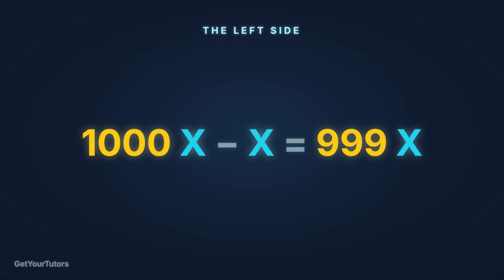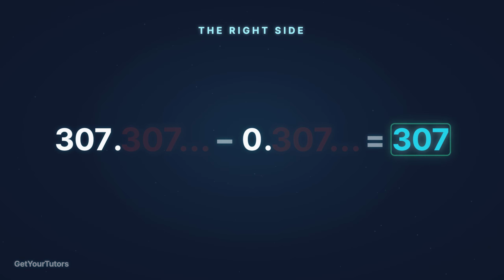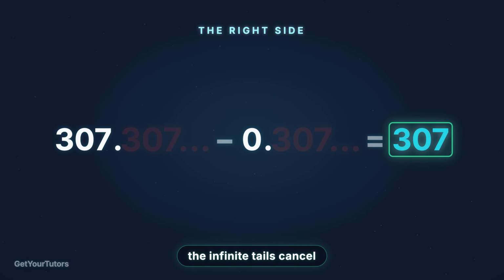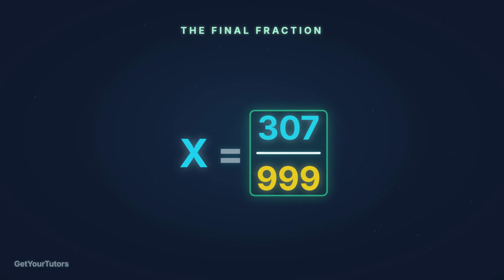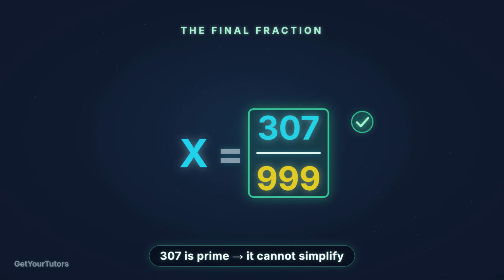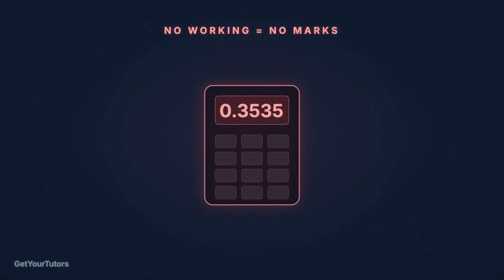We subtract the original x line. 1000x minus 1x leaves exactly 999x on the left. The infinite decimals cancel each other out entirely. This leaves exactly 307 on the right side of our equation. We have 999x equals 307. Divide both sides by 999. The final fraction is exactly 307 over 999. It cannot simplify any further. This algebraic proof secures maximum marks on your exam.